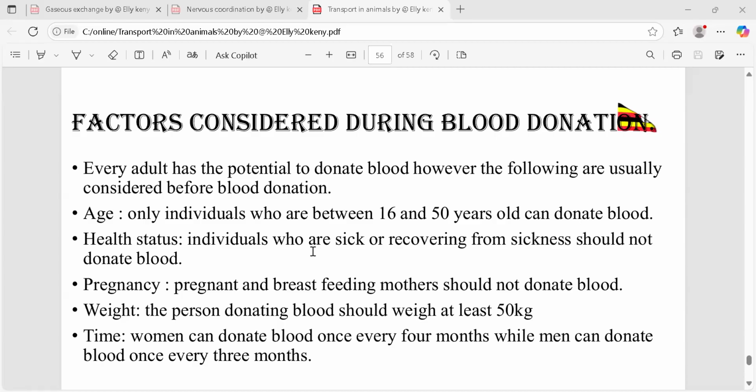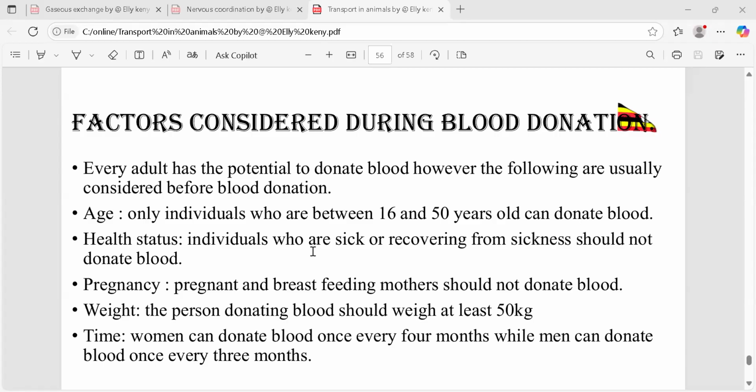Weight: the person donating blood should weigh at least 50 kilograms. So the moment you're below 50, don't donate blood, because for a person who is below 16, it is very rare for them to make 50. And then time: women can donate blood once every 4 months, while men can donate blood once every 3 months.